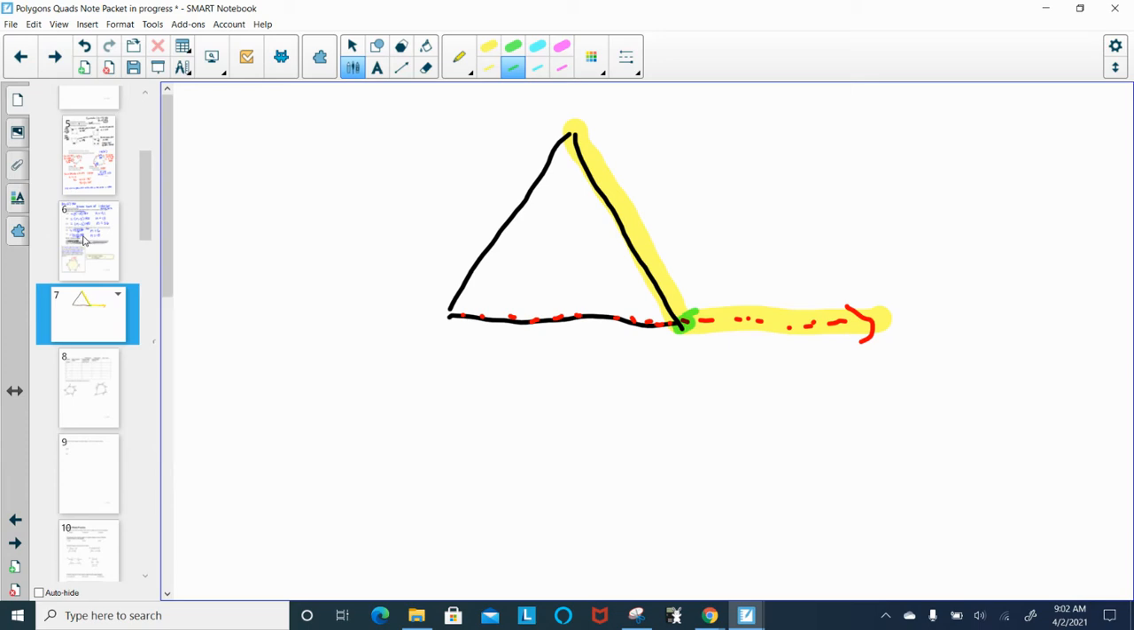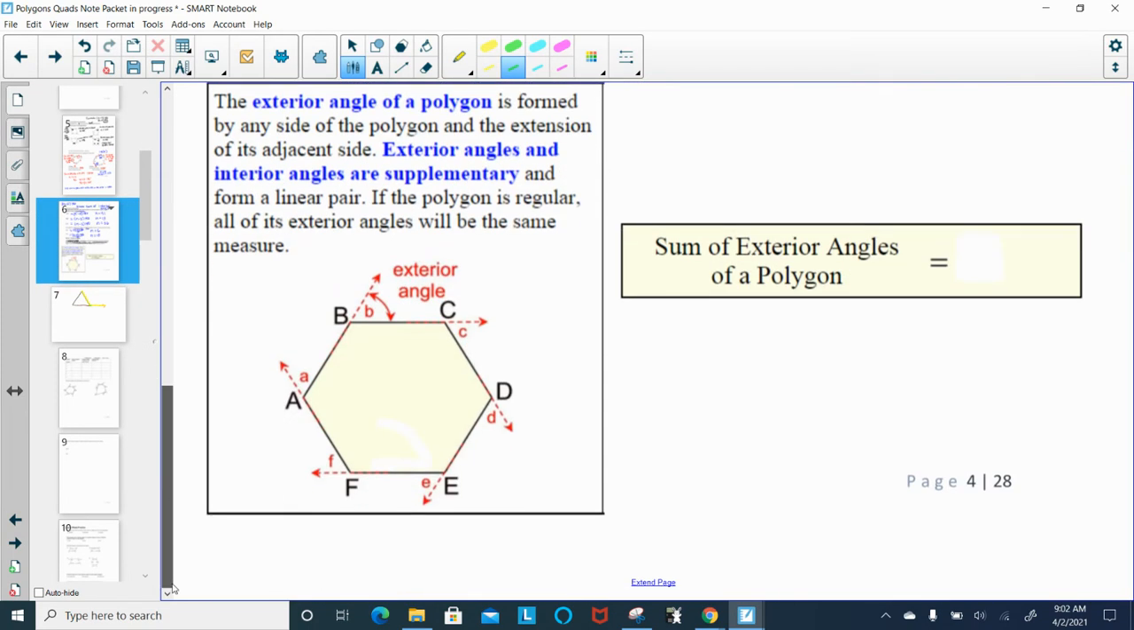If you go back and you look here, at the bottom of page 4, we have that 1, 2, 3, 4, looks like a hexagon, 6 sides. And so we're going to have 6 exterior angles. Now, if it's a regular polygon where all of the inside angles are the same, then all of the outside angles are also going to be the same. So that's kind of an interesting phenomenon. We have right here inside, an interior angle, and then we have an exterior angle. Very interesting to me how those relate to one another.